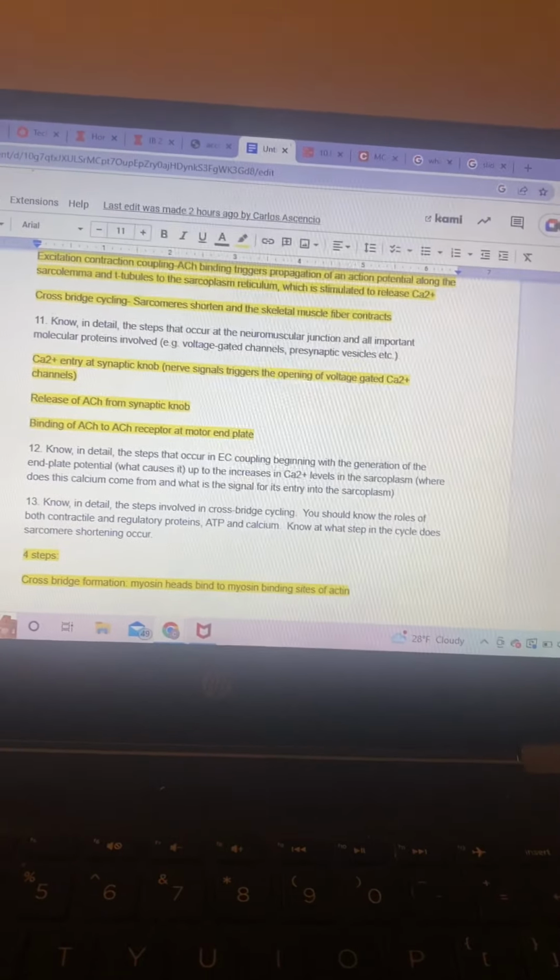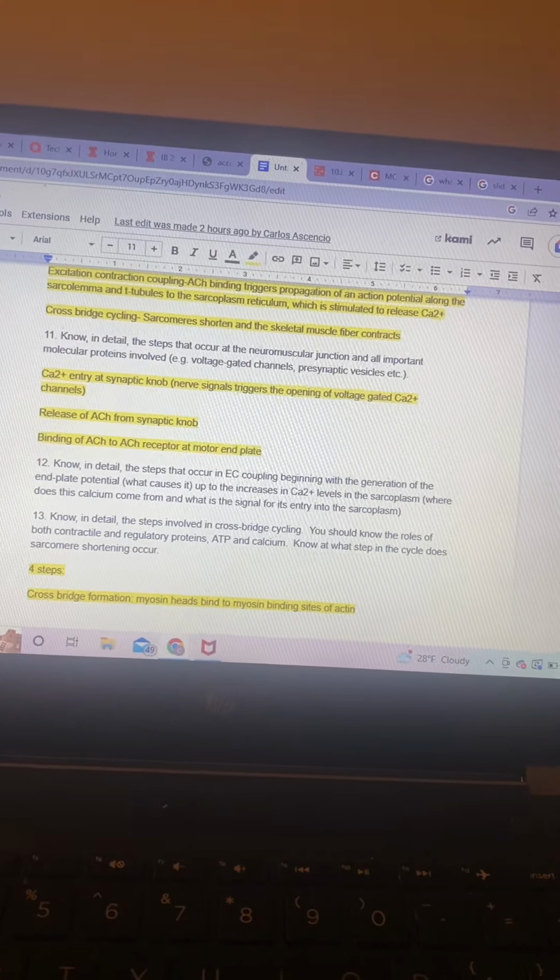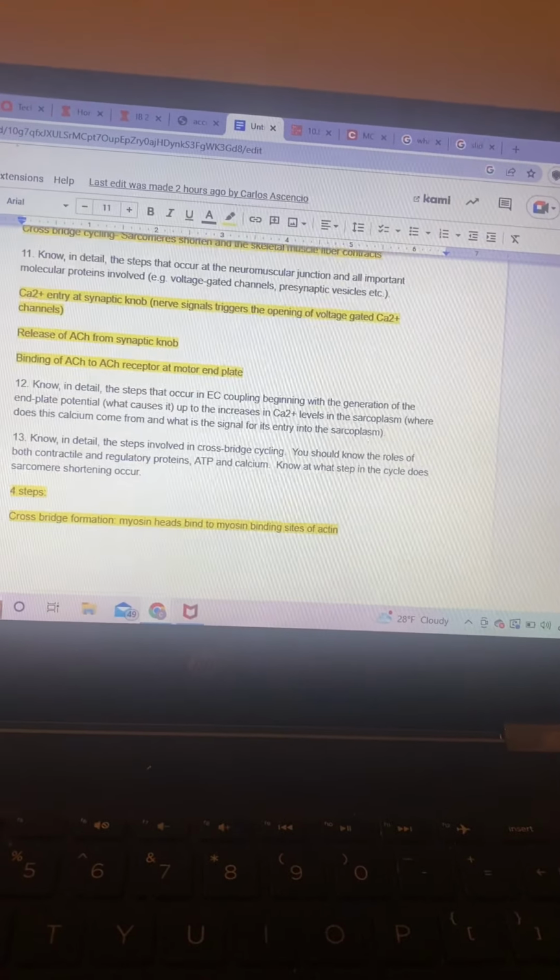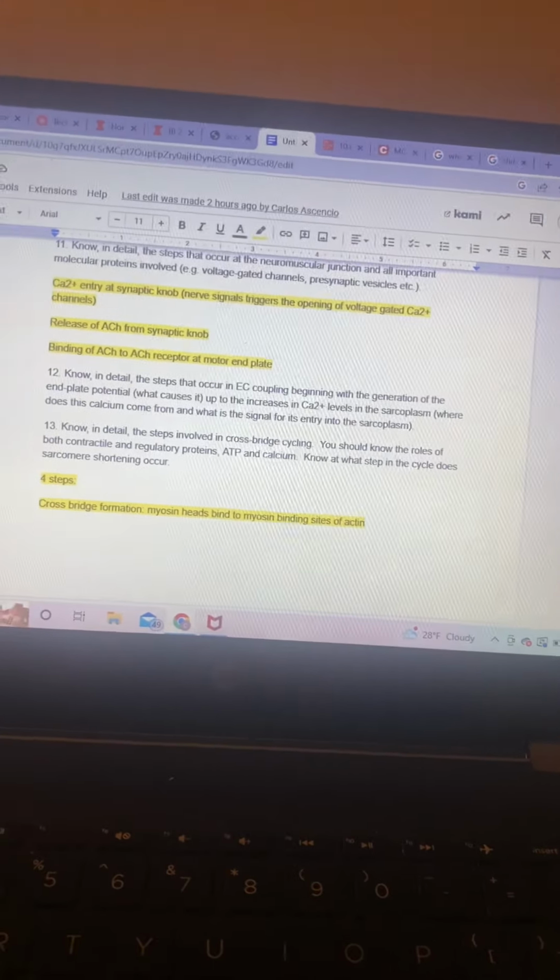Second question, know in detail the steps that occur in EC coupling, beginning with the generation. Already did that. So know in detail the steps involved in cross-bridge cycling.